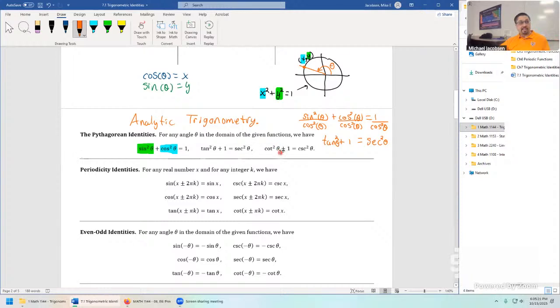Same trick gives you this identity. You're just dividing by sine squared instead. So these three identities are referred to as the Pythagorean identities. In a real sense, they're the core identities of trigonometry themselves, because they came directly out of how we even defined a trig function, sine and cosine.